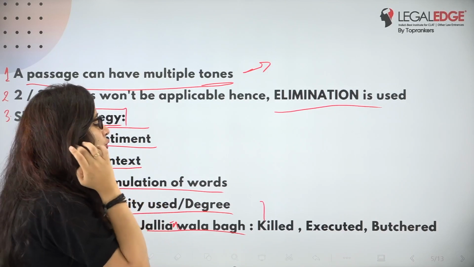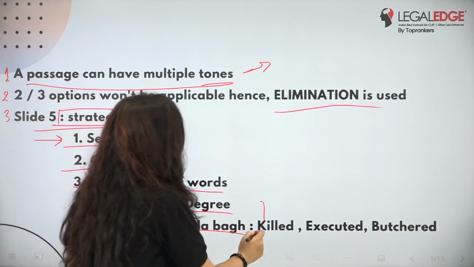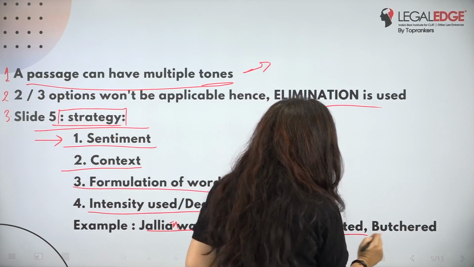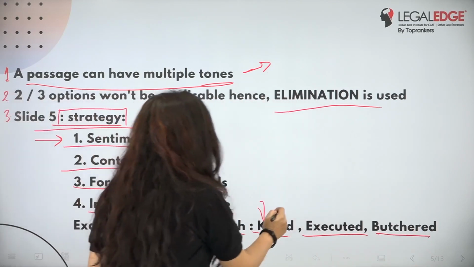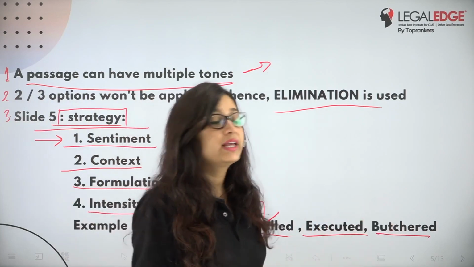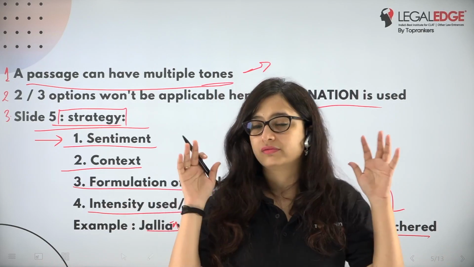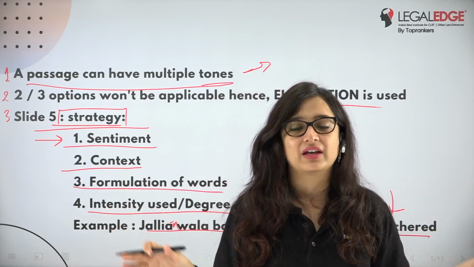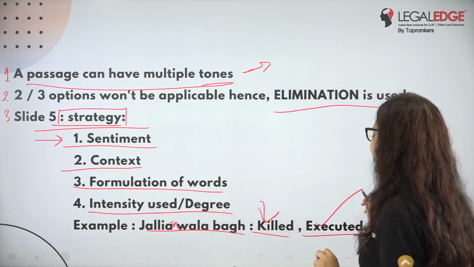Executed, killed, butchered. We have to understand यहाँ पे whether it is killed, whether it is executed या butchered. तो a lot of you might say कि मैम killed होगा क्योंकि Britishers killed, या फिर आप बोलेंगे कि it is butchered because it was ruthless. It was bloodshed everywhere. But the answer to this is that the tone will be executed.